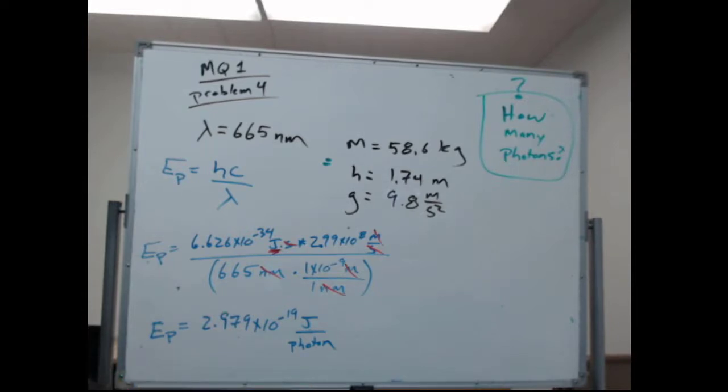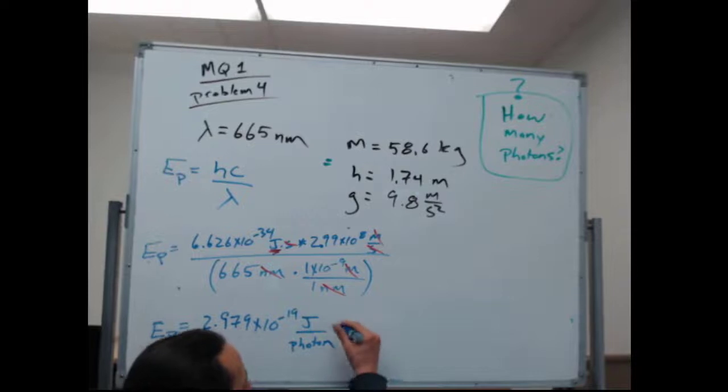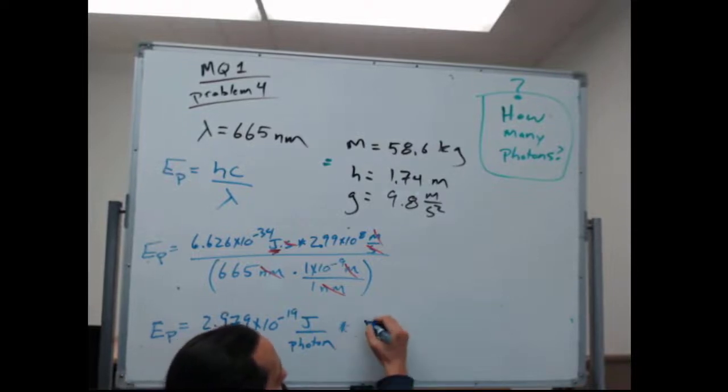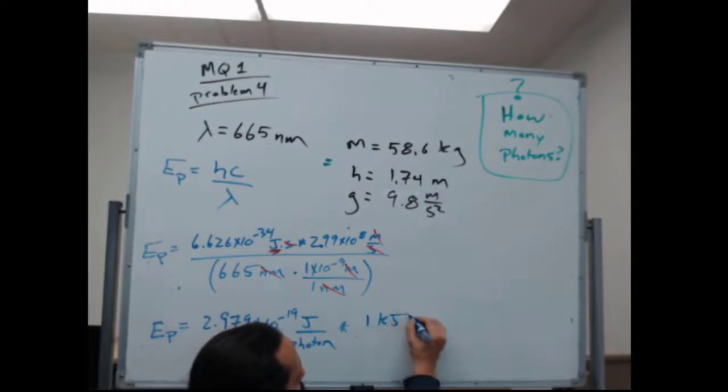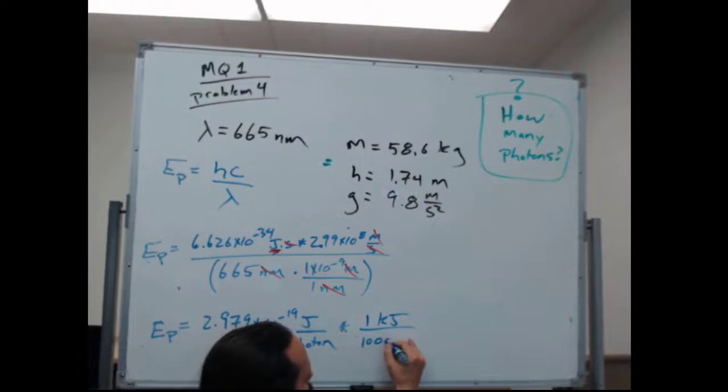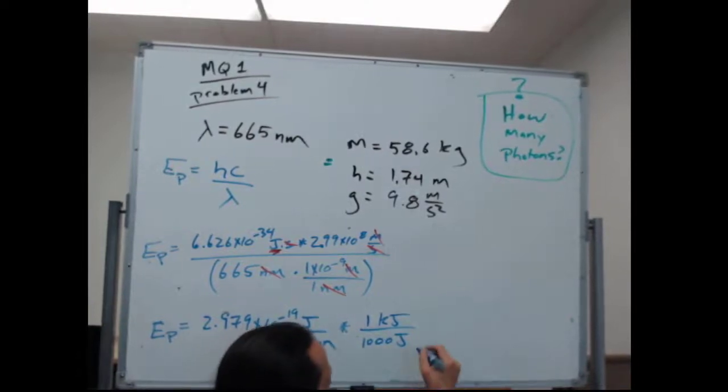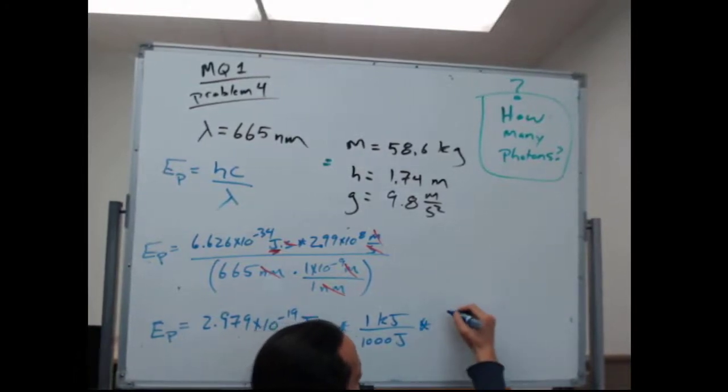But that's not what the question asks for, right? It asks us for kilojoules of energy per mole. So we'll do a couple conversions to get this in the units that the problem wants. I like these units, but the problem specifically says it wants kilojoules per mole of photons. So the first thing I'll do is I will say 1 kilojoule has 1,000 joules.